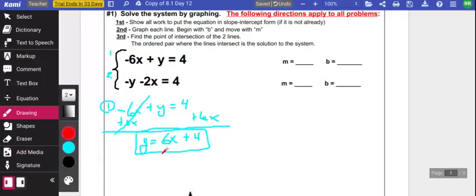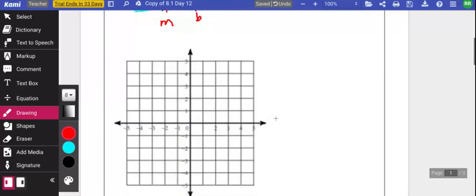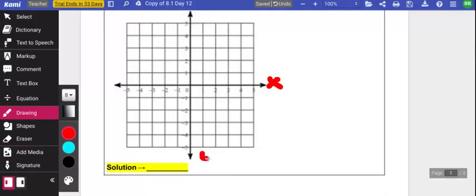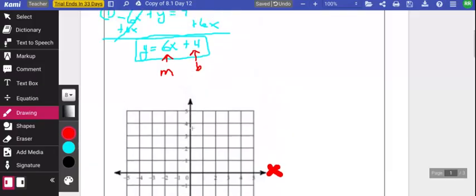And so now you can identify m. M is the number in front of x, and so that would be 6. Or if you write it as a fraction, it's 6 over 1. The constant is your b. B is the y-intercept, of course, that is 4. And so if we go to graph this equation, I begin with b. On the y-axis, of course, that's x-axis, and this is y-axis. On the y-axis, I have b of 4. And so that's where I begin.